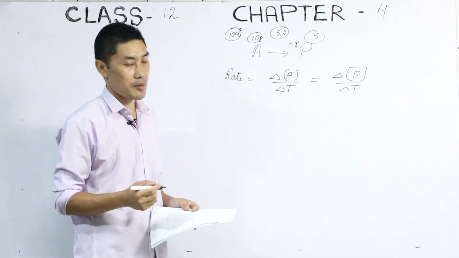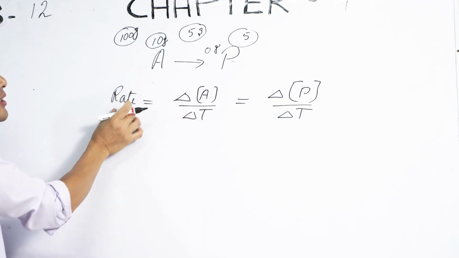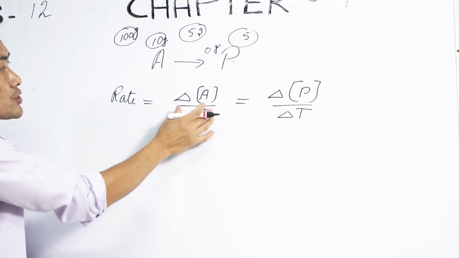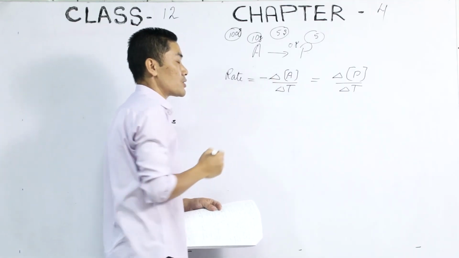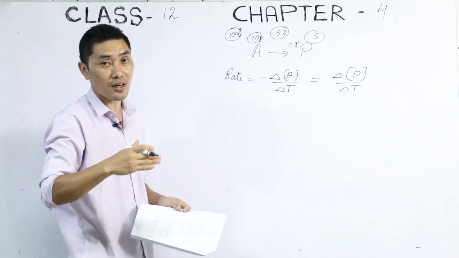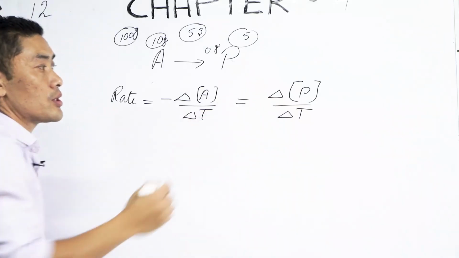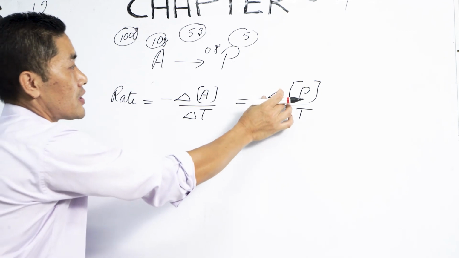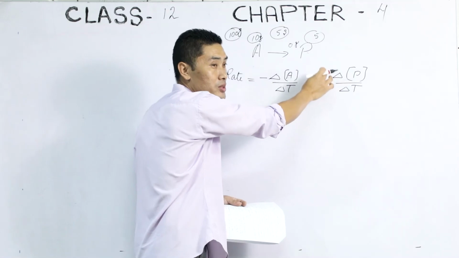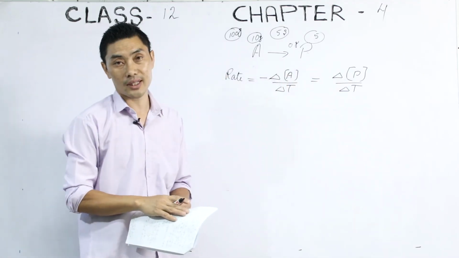products per unit time. But one thing to remember, in the case of rate, when defined with respect to concentration of the reactants, we use a negative sign in this equation. This negative sign indicates that the concentration of the reactant goes on decreasing. But for the product, it will be positive. So change in concentration of the product divided by time will be positive. This indicates that it goes on increasing in the course of the reaction.